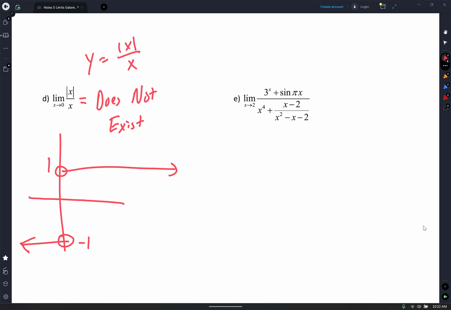We don't care about the x to the fourth because 2 to the fourth is a number. So we need to figure out what to do with that. Go to the side and write x minus 2 over, and then my factors for the denominator: x minus 2, x plus 1.